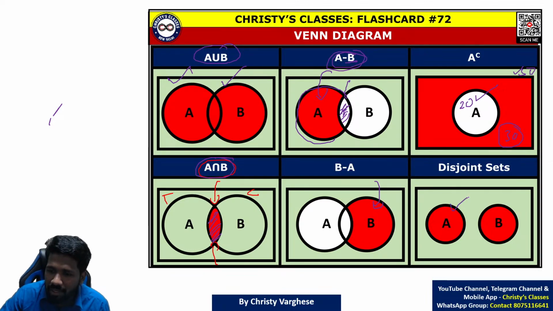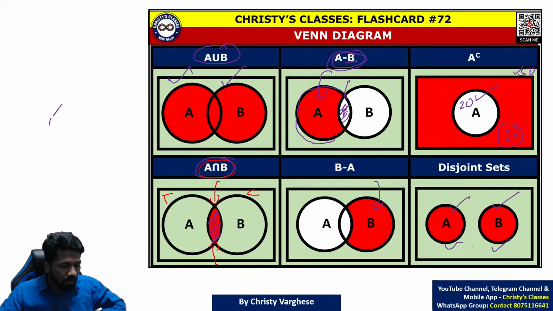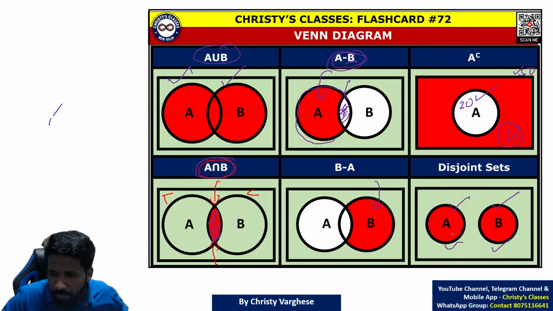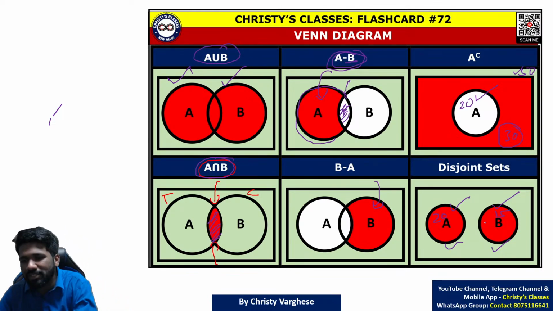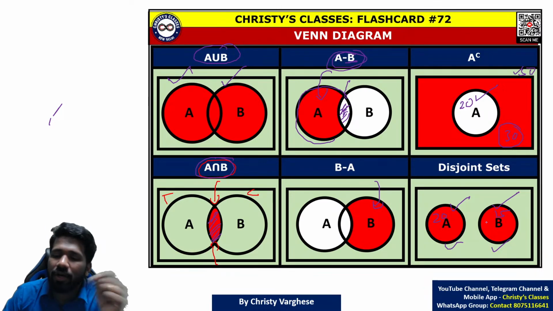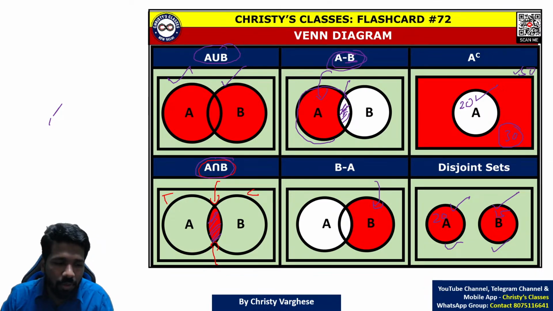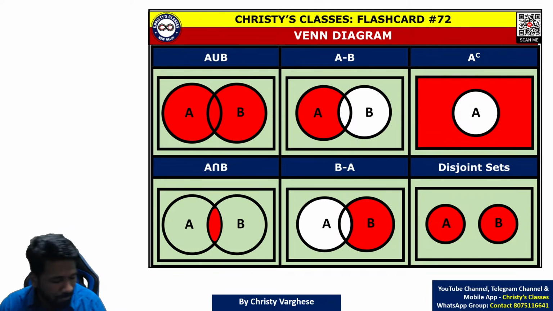And what is the meaning of disjoint sets? Disjoint sets means there is no intersection at all. Both the sets are totally outside. For example, in this class, the number of boys, let it be 20. Number of girls, let it be 15. These are disjoint sets. No boy is a girl, no girl is a boy. So that is disjoint sets. So basically this is Venn diagram basic theory.